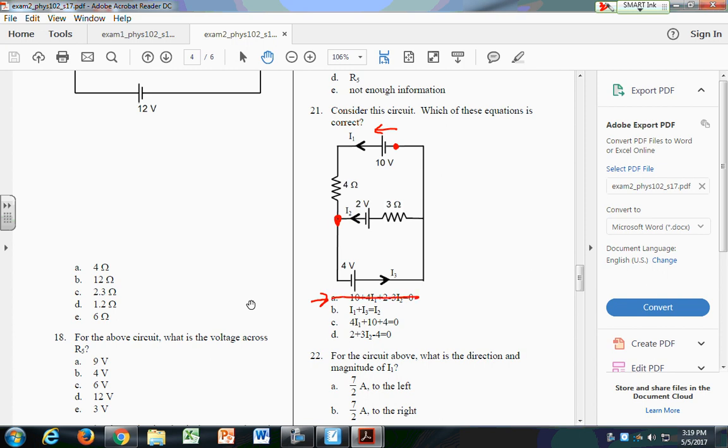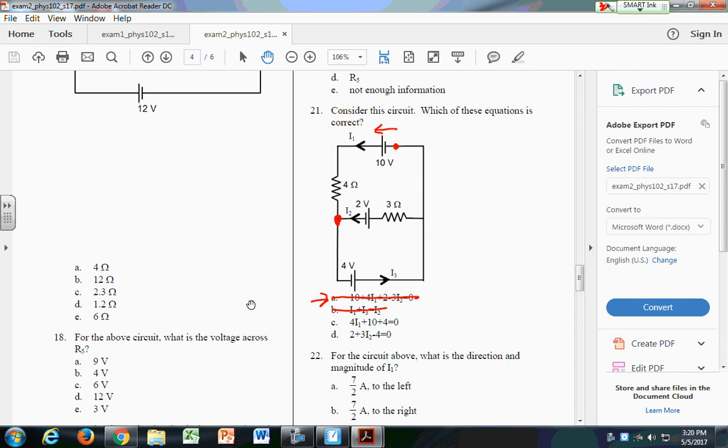And then this next one. Let's see, I have 4i1. So that's looking at this resistor. And now I need to determine, is it in this direction or in this direction? Well, if it were in this direction going with the current, it would be negative, right? So that means I'm going in this direction. 4i1, that should be minus 10, right? Because I'm going from high to low potential. I'm losing energy across that battery. So it must be this one.